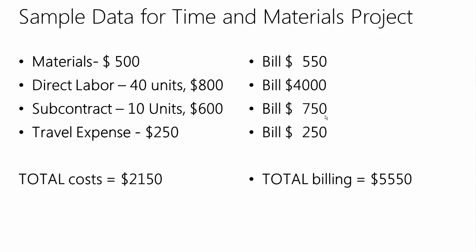So, back to a refresher on the scenario we discussed earlier in the course. We have materials of 500, direct labor of 40 units at $800 cost, 10 units and $600 cost for subs, and travel expenses of $250. So our cost overall is $2150. Now we want to use our allocation method to apply billing, and we come up with $5550 as the total billing that we want to generate.